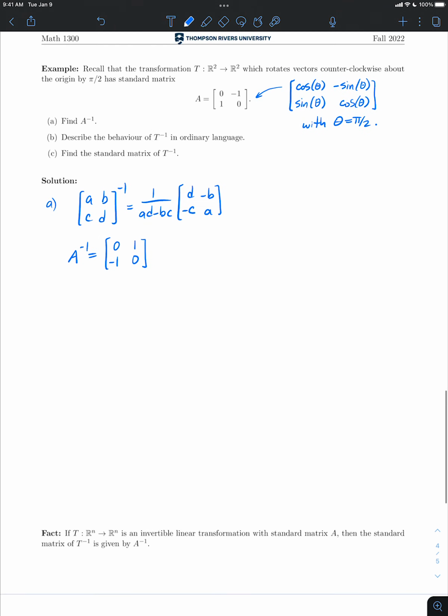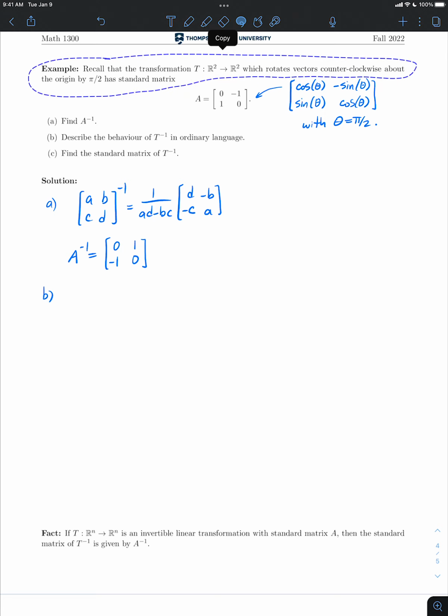Okay, now part B is when we're going to actually work with T. So what does part B ask us to do? It says describe the behavior of T inverse in ordinary language. So what does that mean? Well, this is ordinary language right here, right? We're talking about mathematical terminology, but it's still ordinary language. You're describing what the function does in words.